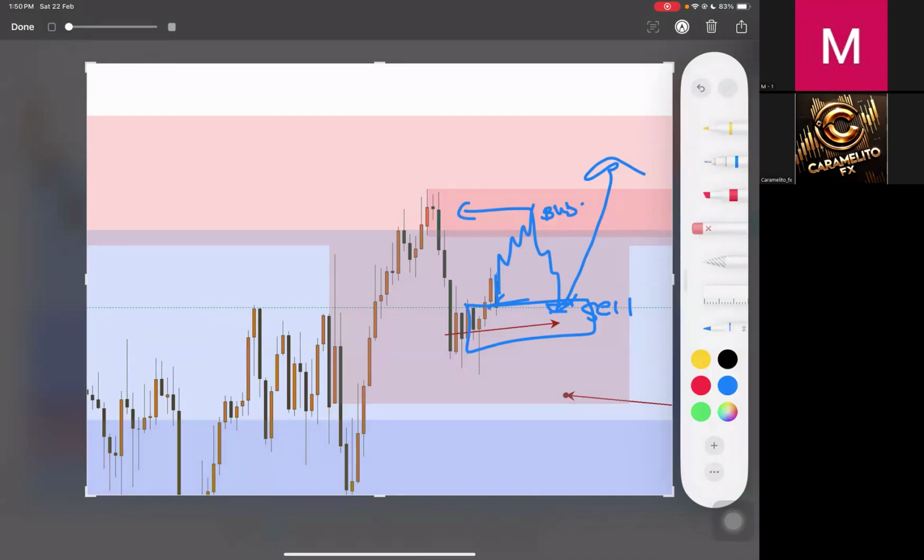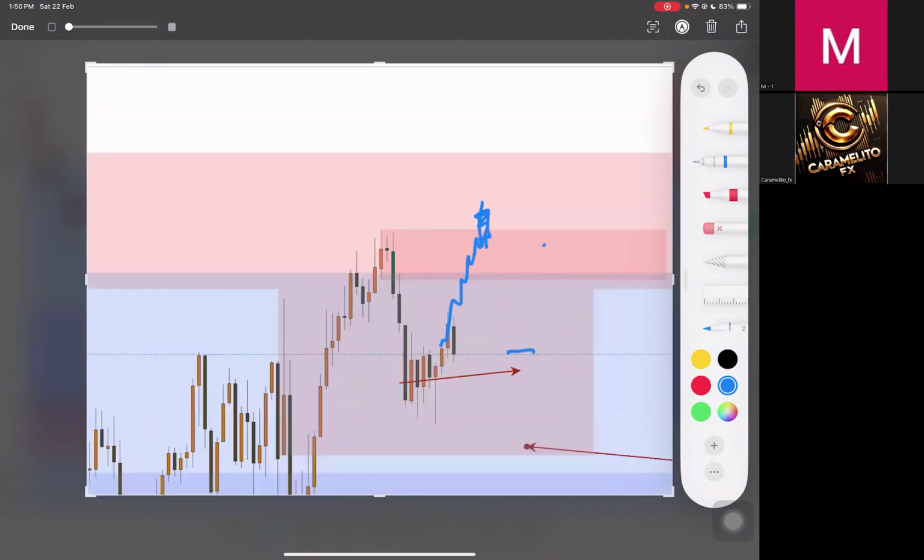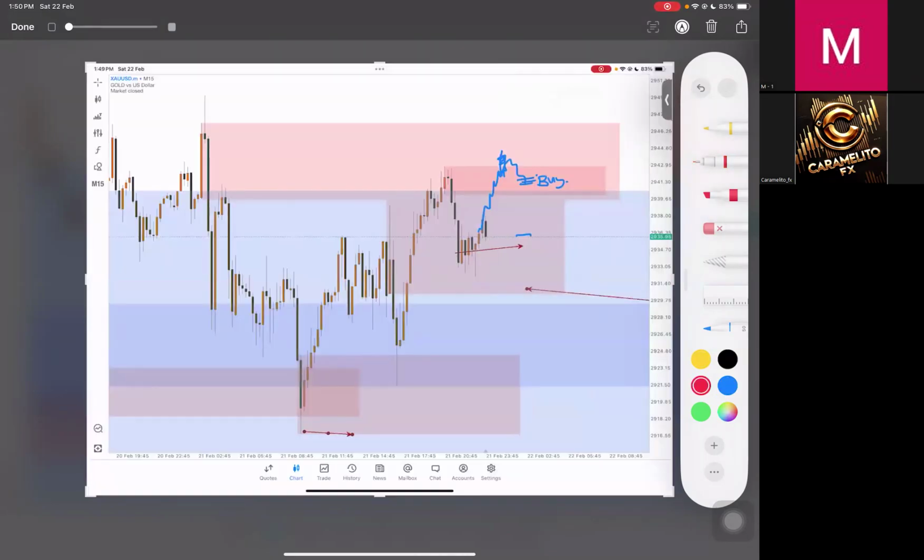Be patient. So what do you want to do? Please make sure that the price is able to break this engulfing first. Wait for the pullback. Only then you find an entry buy. Yes, however, there's still something you have to be careful about. You are buying inside a big sell zone.